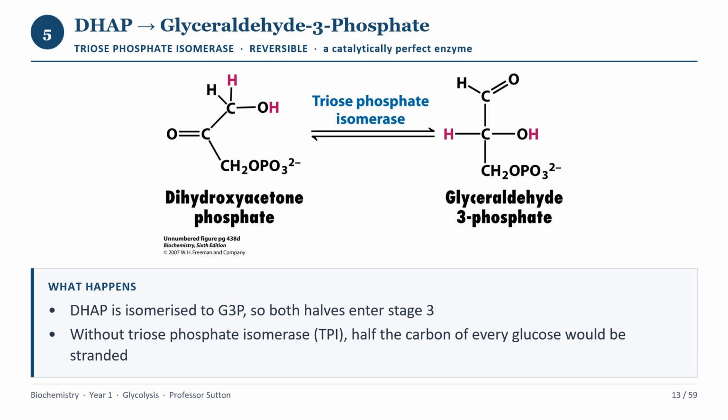Okay, so stop and take stock. 2 ATP gone, 2 G3P. Everything from step 6 is profit, and it runs twice.